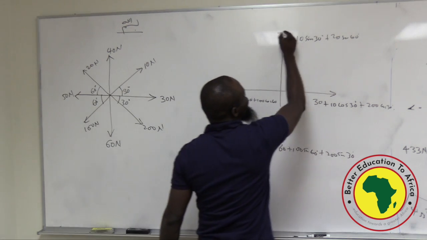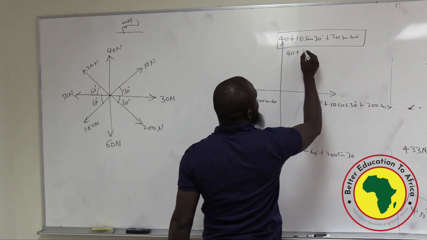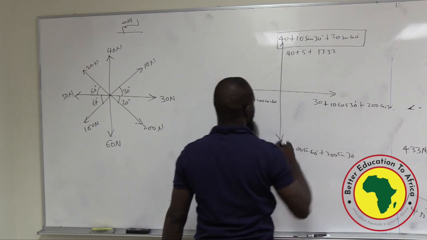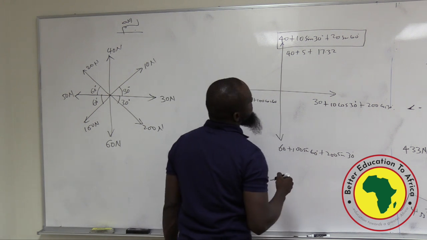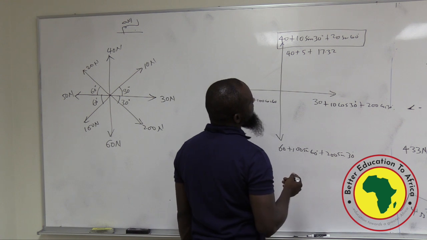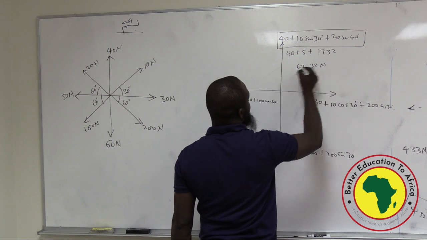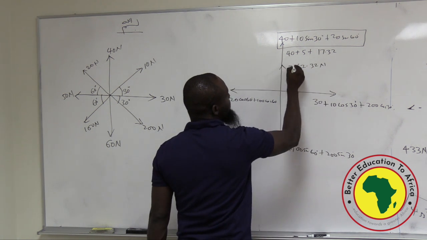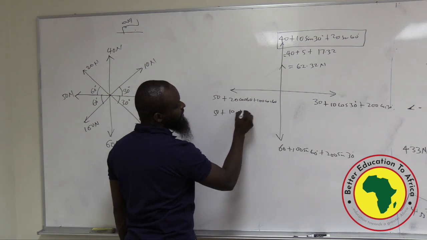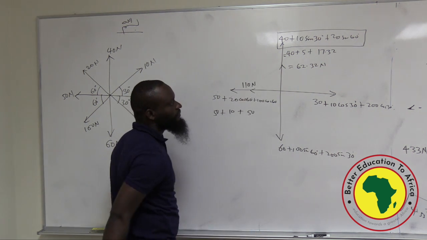I just sum all of this. Okay? This will give me 40 plus 10 sine 30 is 5 plus 20 is 17.32. Okay? And then this will give me 57.32 plus 5, okay? 62.32 newtons going up. That's this, okay? Then here is 50 plus 20 cos 60 is 10, 100 cos 60 is 50. So this just give me 110 newtons going this way.